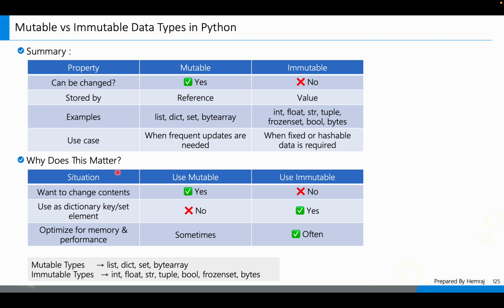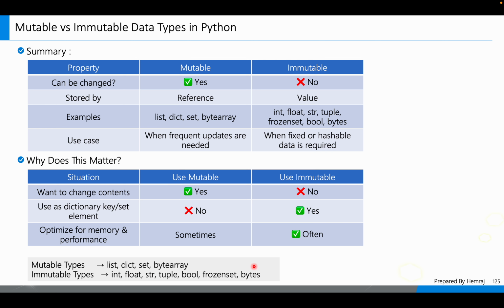Why does this matter? Mutability and immutability, why it matters. If you want to change content, use mutable data types, right? If you need dictionary keys or set elements, then use immutable types. To optimize for memory and performance, sometimes use mutable, but often use immutable. Mutable types: list, dictionary, set, byte array. Immutable types: integers, float, string, tuple, and so on.